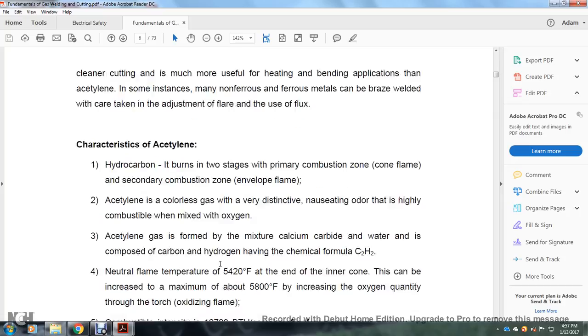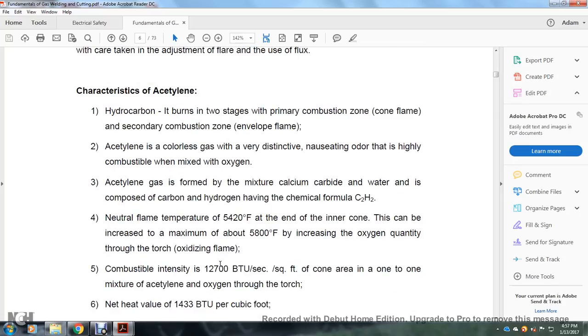Alright, the characteristics of acetylene. The hydrocarbon burns with a two-stage combustion: the primary combustion zone, or the cone flame, and the secondary combustion zone, the envelope flame. Acetylene is a colorless gas with a very distinct nauseating odor and is a highly combustible gas when mixed with oxygen. Acetylene gas is formed from a mixture of calcium carbide and water, and is composed of carbon and hydrogen, having a chemical formula of C2H2.